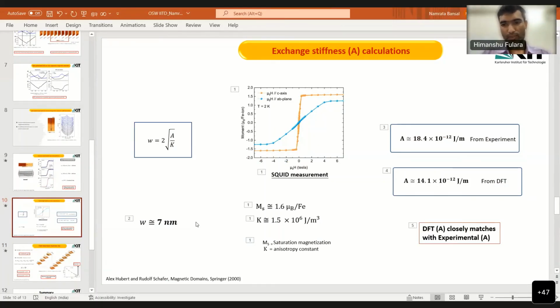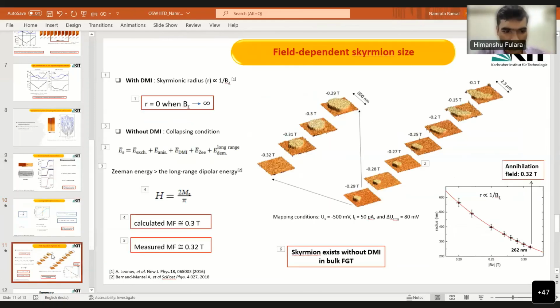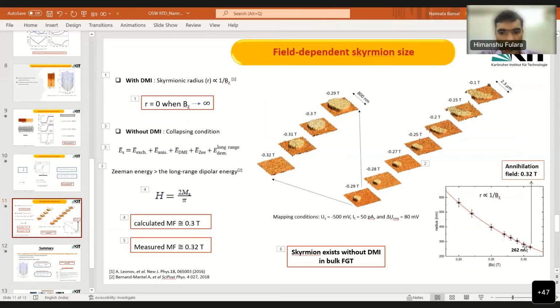One more question from our next speaker, maybe. I'm Raju. What is the size of skyrmions in these samples? Well, I think you have shown that slide, right? That is the annihilation. This is the smallest size. And the biggest size was in the micron range, 1 micrometer.